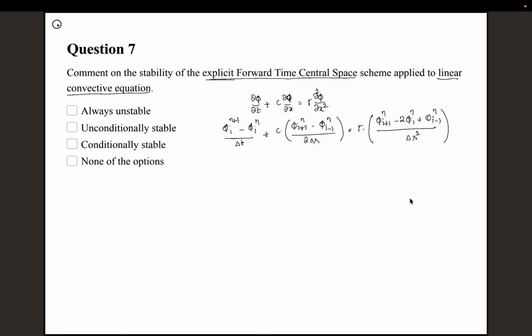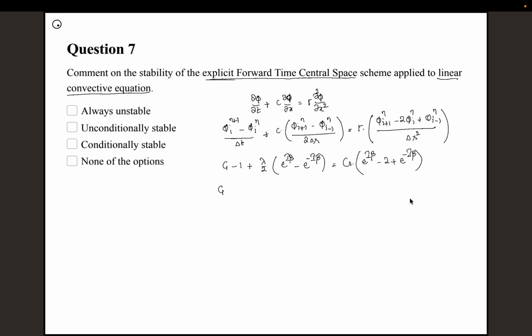Now if you want to do the analysis just as before, for the n plus 1 term I'll have the amplification factor minus 1 plus c delta t by delta x, lambda by 2, times the nth time step, so there is no amplification factor there. For i plus 1, I'll have e power i beta, minus i minus 1, so e power minus i beta. Gamma times delta t by delta x square is my Coulomb number, times the n time step, and all of them are explicit, so I do not have an amplification factor here, but I will have i plus 1, i and i minus 1, so e power i beta minus 2 plus e power minus i beta.